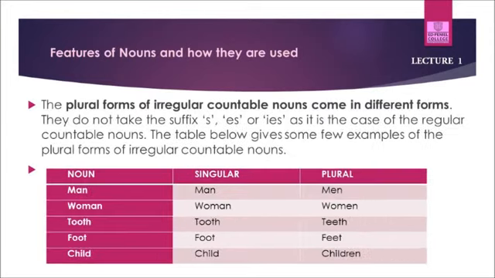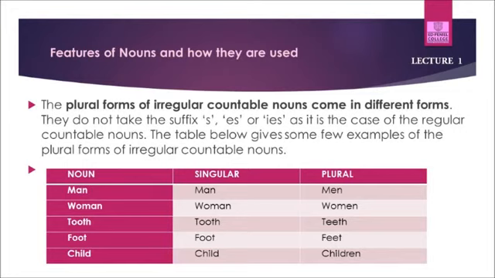Now we have what we call the irregular nouns. In forming the plural forms of irregular nouns, there is no need to add the s, es, or ies to the base or the original noun, as we did in the regular countable nouns.